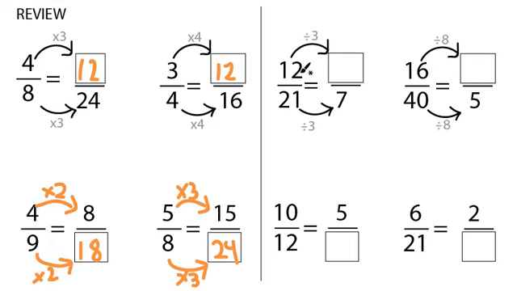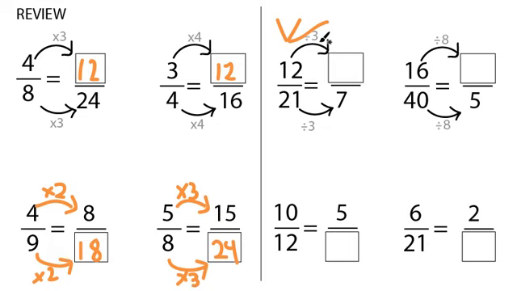So, here it's the same rule, but now we divide. That means this 12, we break it into 3 groups. That means 1, 2, 3 groups. So how many go in each group?